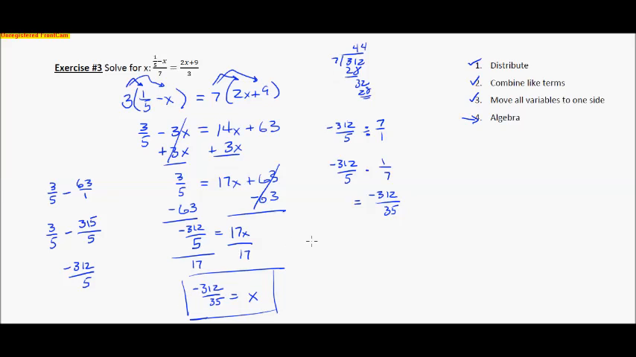And a lot of you guys may say, oh, well, that's not a good answer because we didn't get a nice even number or a nice whole number. But that's okay. We're big boys and girls, and we can deal with fractions. So I can plug that in, I can check it, and it'll check out for that equation.